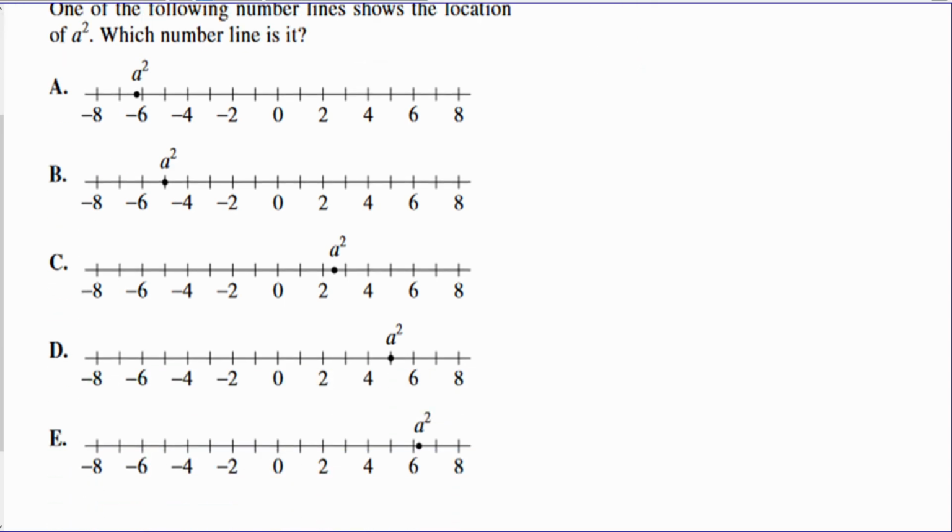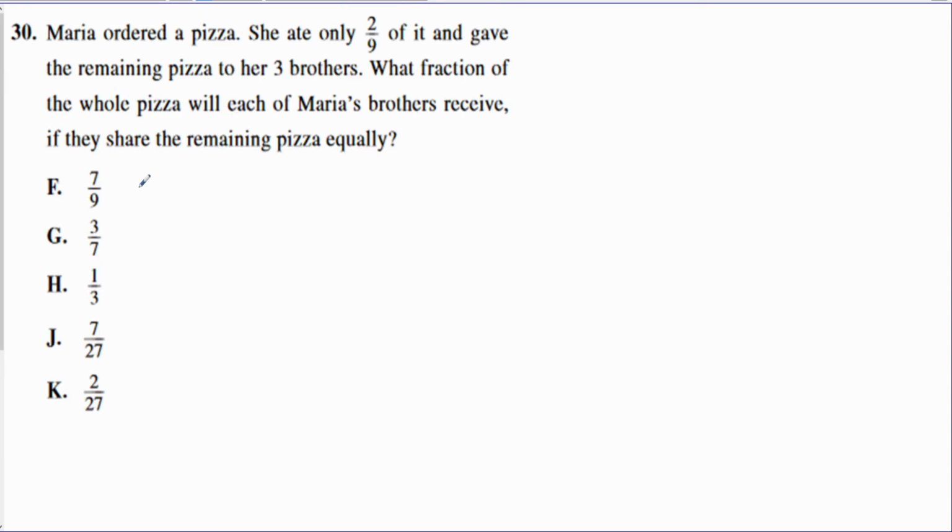So let's see if we can find that on one of these graphs. So obviously letter A is out and letter B is out. They are both negative, right? Letter C is definitely out because that's somewhere between 2 and 3. That's out, right? This is 4, 5, 6, so that's out. And here's my 6.25. That's the one that's all the way past 6, just a little tiny bit, but not quite 7. Okay, last problem.